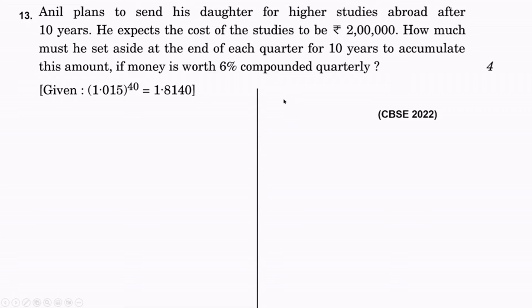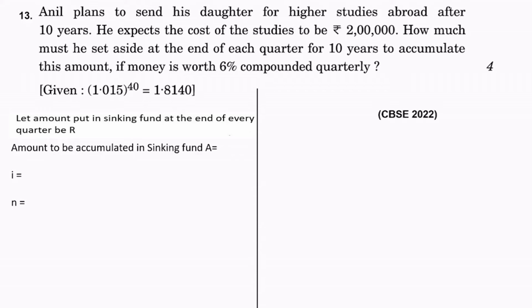So again, this is a sinking fund question. The lump sum amount to be accumulated is rupees 2 lakhs. And then the interest is 6% compounded quarterly. And the amount is set aside at the end of each quarter for 10 years. So here we have to find how much amount we have to set aside at the end of each quarter for 10 years so that this much amount will be accumulated.